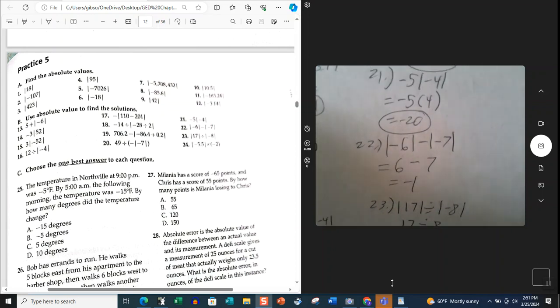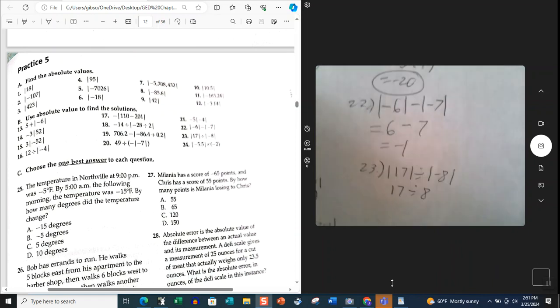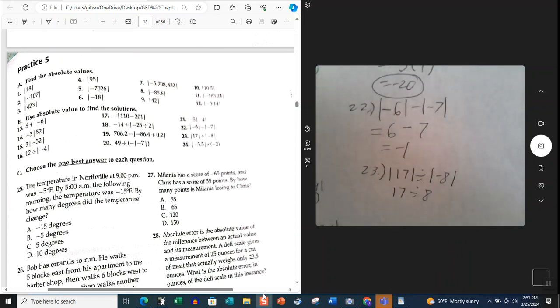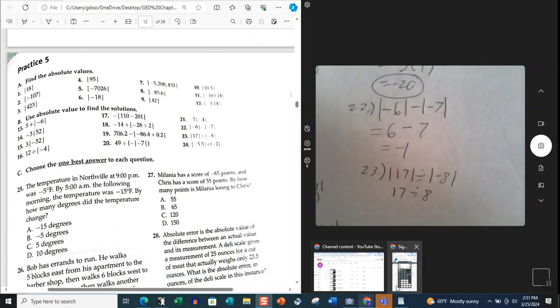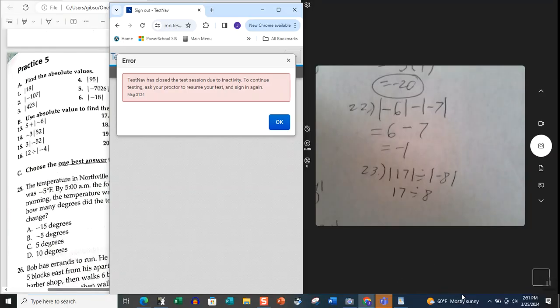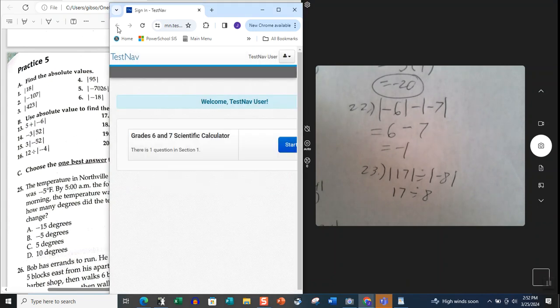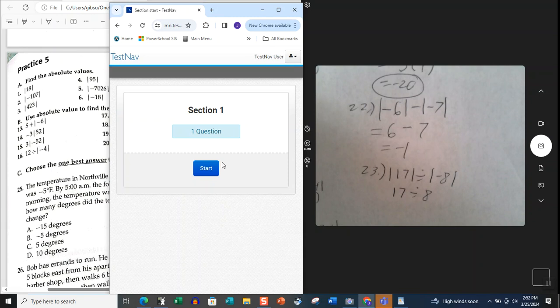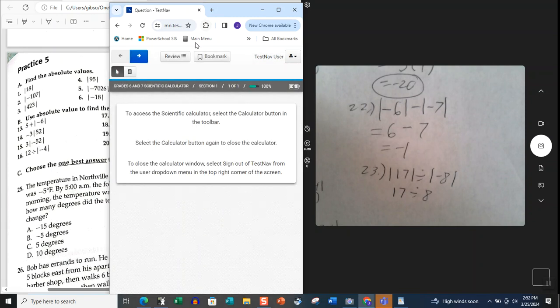So let me see if I can pull this up real quick, because I think the calculator has gone off of the screen here. Yes, it did. So now I need to pull this calculator back up. See if I can pull it up real quick.